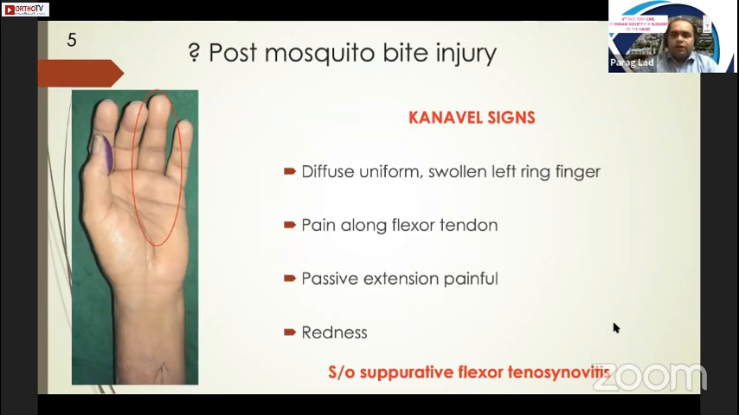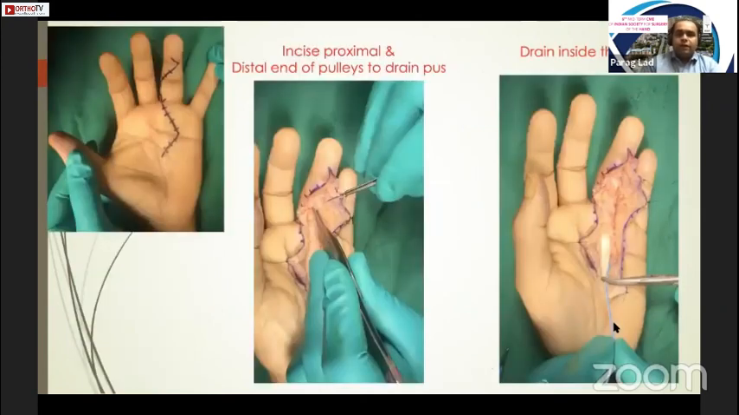Whenever we are discussing tenosynovitis, we must discuss Kanavel signs. What are the four Kanavel signs? One is a diffuse, uniformly swollen finger. There is pain along the full length of the flexor tendon. Many times the passive extension of that particular finger is painful, and then you see redness.